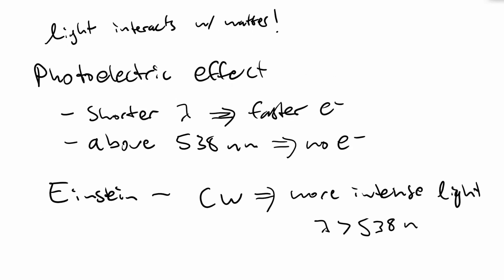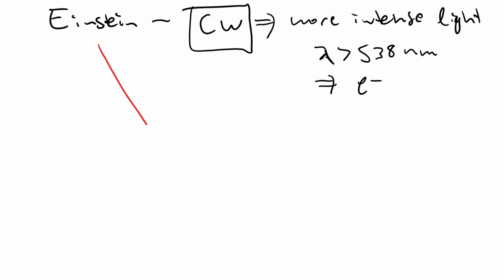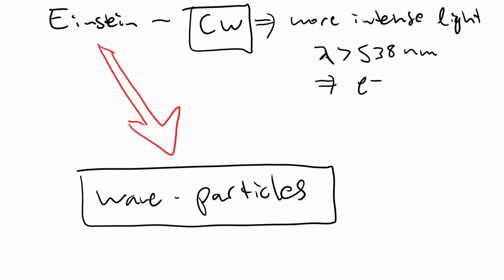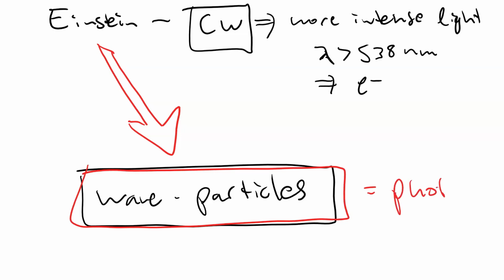Einstein postulated that if the continuous wave model of light was complete, then more intense light, with a wavelength lambda greater than 538 nanometers, would lead to electrons. But Einstein was so smart he was able to come up with an explanation for this. Einstein's explanation is that light is both a wave and a particle at the same time. These wave particles he called photons.